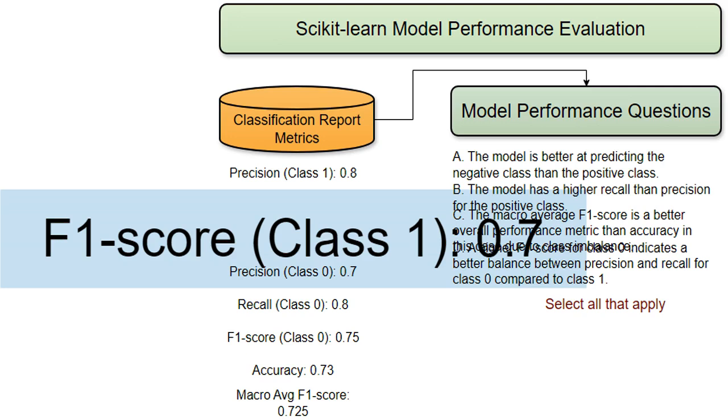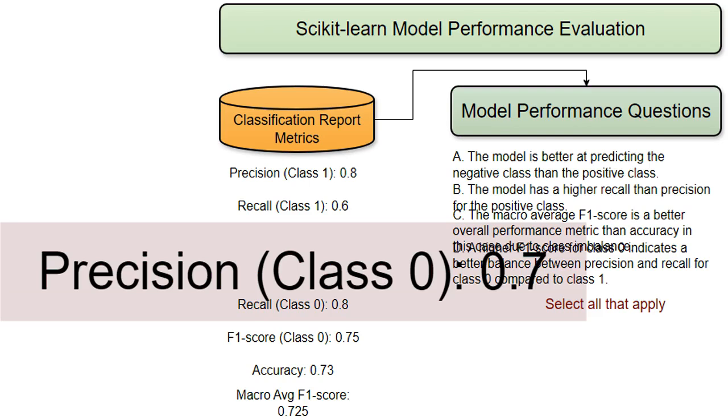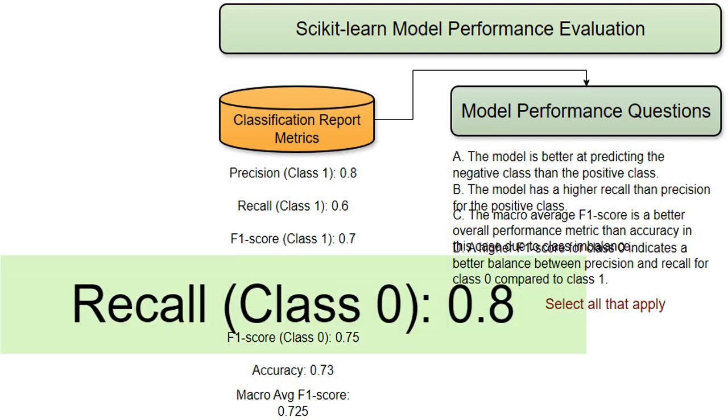The F1 score is 0.7. For Class 0, 70% of the model's predictions were correct. Similar to Class 1, but for the negative class. The model found 80% of the actual Class 0 instances. Again, similar to Class 1, but for the negative class.